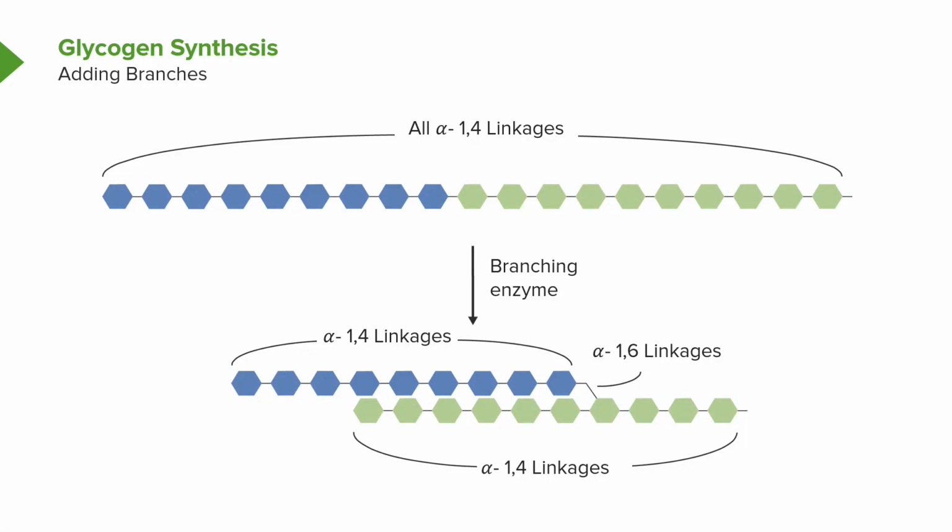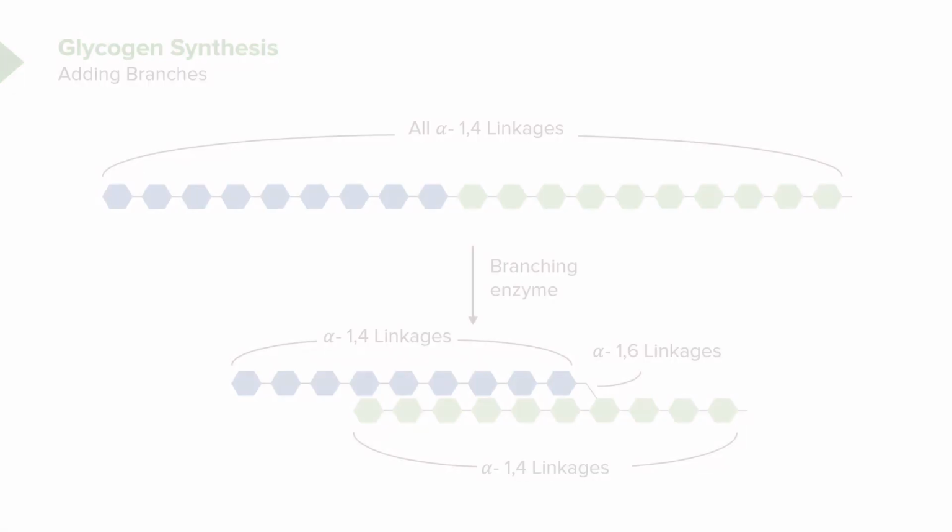You can see that what branching enzyme does is it grabs a section of a long alpha 1,4 polymer of glucose on a glycogen chain and then clips it and transfers part of it backwards to where it can make an alpha 1,6 bond with another sugar. And it's in this way that the branches actually get into glycogen.